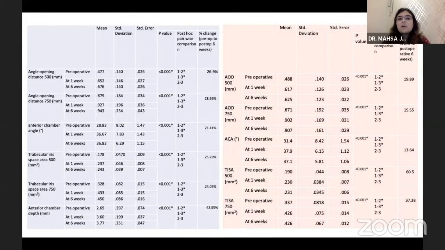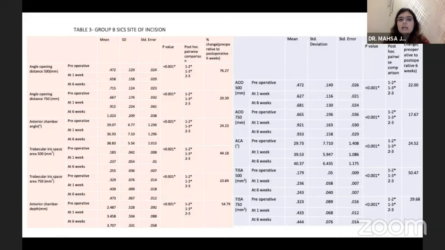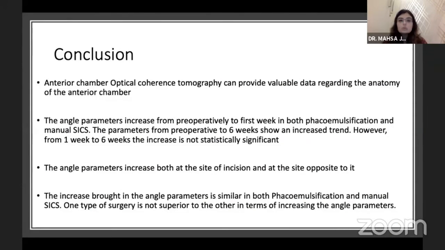So this is a table of Group A. The blue table is at the site of incision, and the orange table is opposite to the site of incision. And this shows the changes in the parameters from preoperative to 1 week and 1 week to 6 weeks. This table belongs to Group B, and this side is at the site of incision, and this is opposite to the site of incision, showing an increase from preoperative to 1 week and 1 week to 6 weeks.